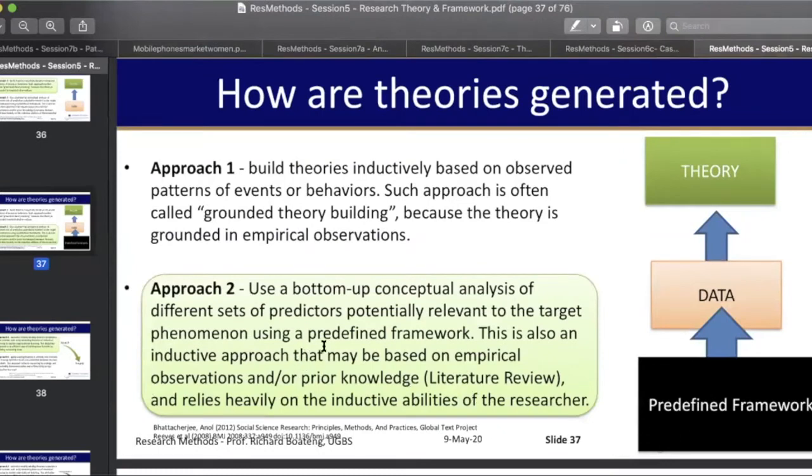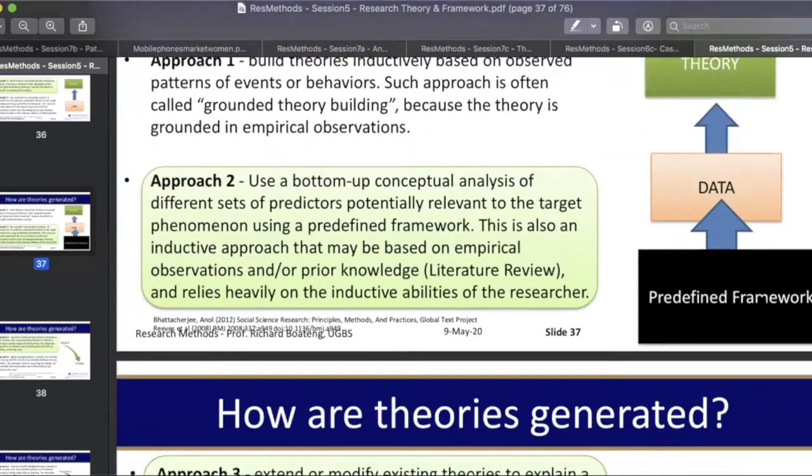I'm not telling a lie. This is also an inductive approach, which may be based on empirical observation or prior knowledge. So we are picking our predefined framework and applying it to the data to look at whether we can find something that can suggest to it. At the end of the day, we are able to find evidence for what we are looking for, or to get confirmation for our theory.